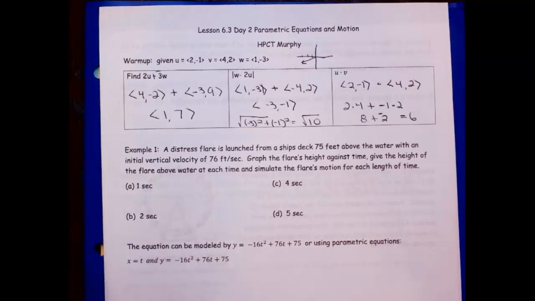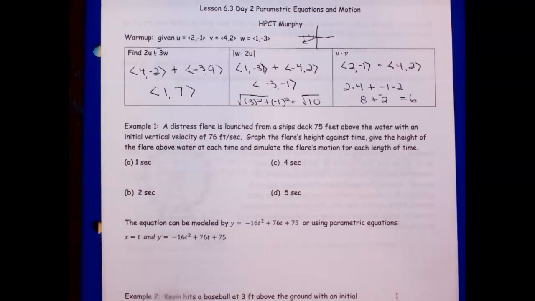All right, now we start the application. So the first one tells us we have a distress flare that is launched. It gives us the vertical velocity, and we're looking for the height against the time. And if we come down here, we've actually been given the 2 equations.